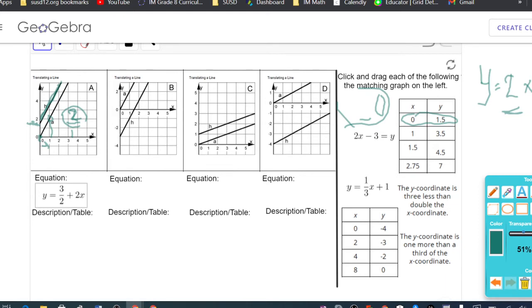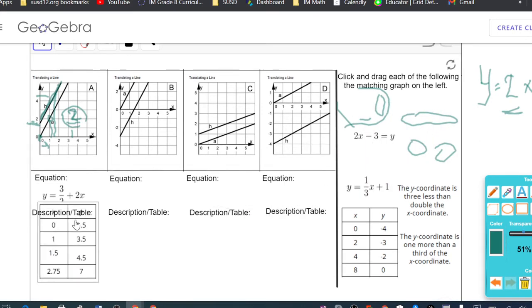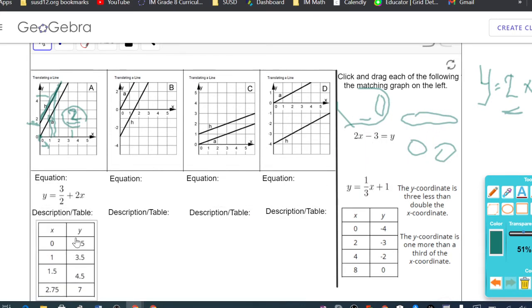That is our equation, and I'll double check it. How about when x equals 1.5? Let me calculate, or look at it, I mean. Y equals about 4.5. Yeah, that's good. Okay, this table matches our graph. So put it right there. Okay, let's go on to the next graph.